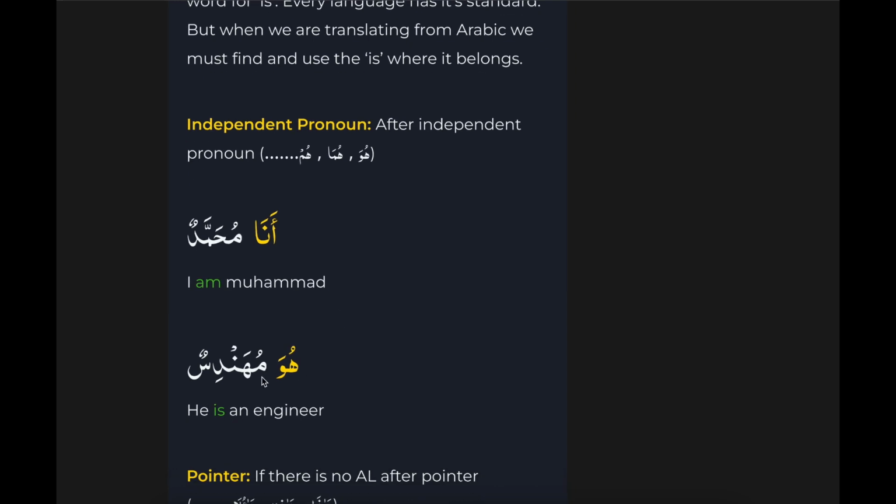Huwa muhandisun. Muhandisun means engineer, and huwa means he. Huwa is an independent pronoun. So instead of saying "he engineer," I can add is. I can say he is an engineer.